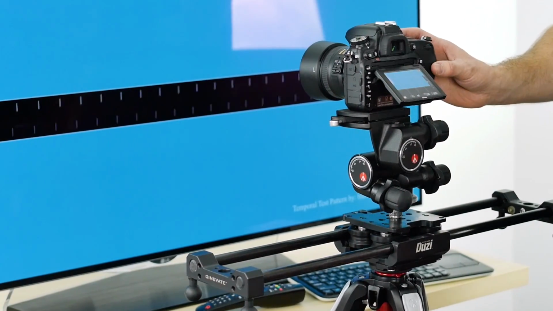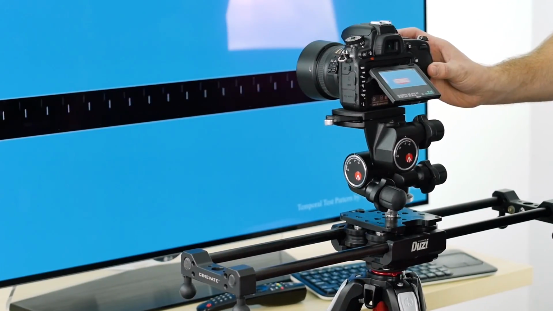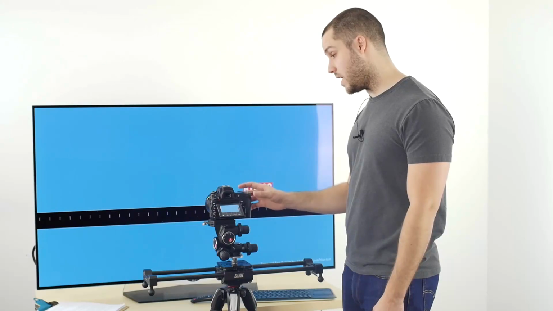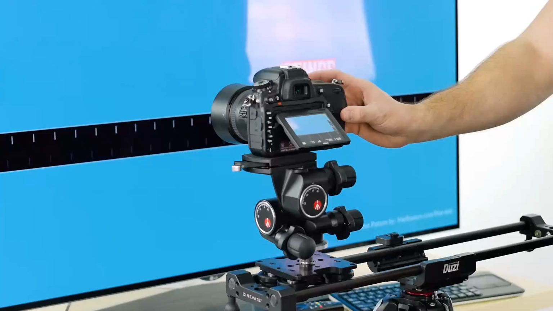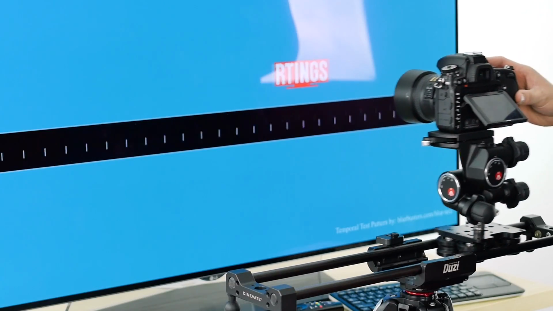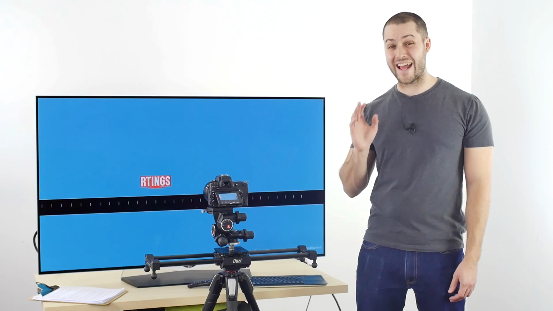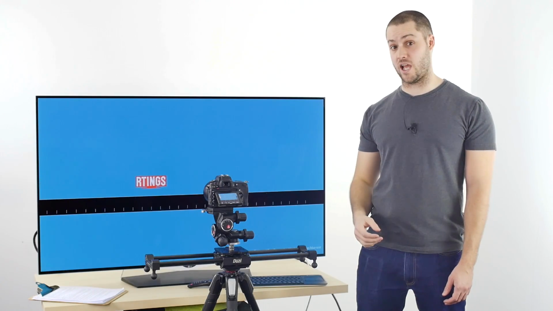If we take a normal picture, it looks like this, which is far from what we see with our own eyes. But if you take a picture while the camera is moving, it's going to look like this, which is a lot closer to what we see in real life. The difficulty in doing so is the camera needs to move at exactly the same speed as the moving object.